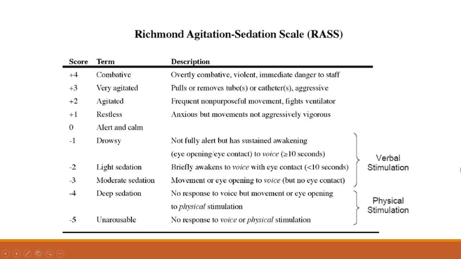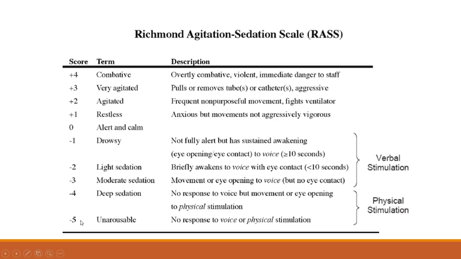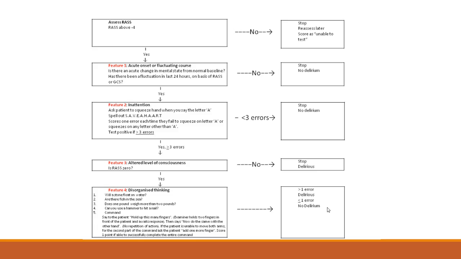And so the reason this is important is because when you want to apply the CAM-ICU to a patient and do an assessment, you first want to start off with assessing the RAS score. Because if the patient falls within a negative 4 or negative 5, and you can't arouse them except with deep stimulation or they're unarousable, you can't do your assessment. So you can't assess patients who are below a negative 3. However, if they're above a negative 4, you can continue with your CAM-ICU assessment.